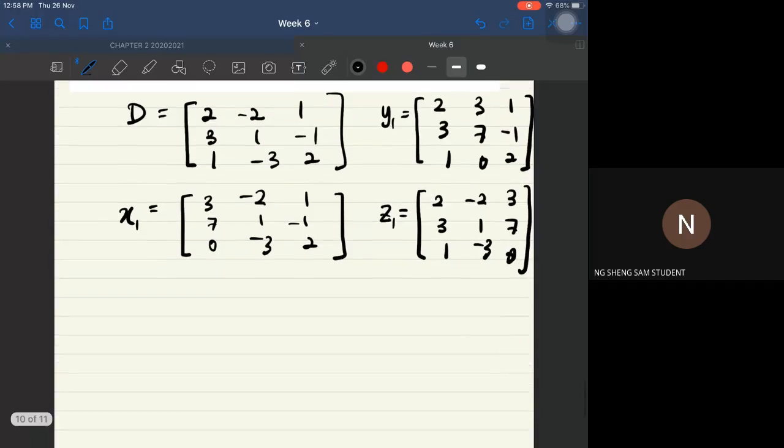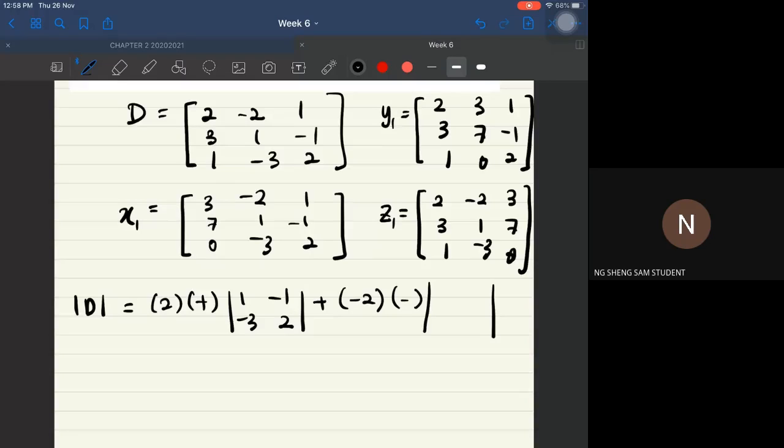Saya let je. Okay. So the determinant of matrix D is equals to, so saya nak expand along the first row. Okay. So the value is 2 plus, so what will be the inside here? 1, negative 1, negative 3, 2. Plus, negative 2, the symbol is negative. So what will be inside here? 3, negative 1, 1, 2. Plus, 1, the symbol is plus. So what will be inside here? 3, 1, 1, negative 3. So if you solve for this one, you will have the answer is equals to 2.